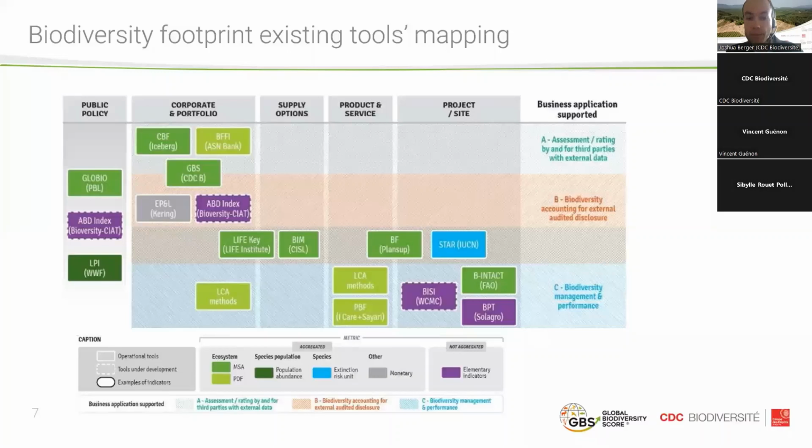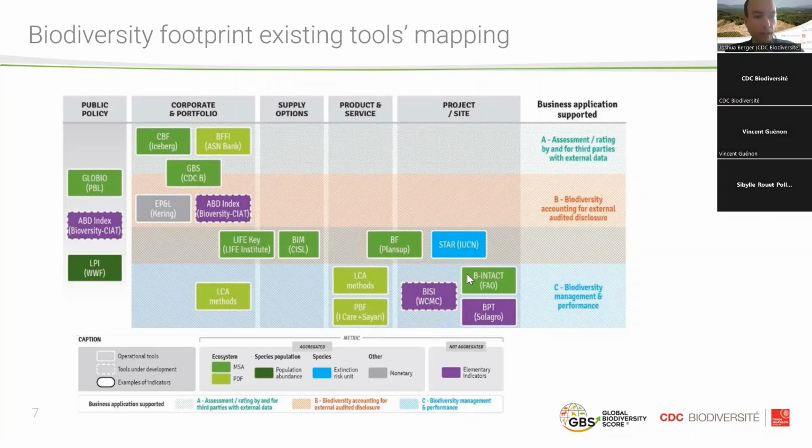So then the MSA, the mean species abundance, I'm going to detail it a bit later, but the interesting thing here on this mapping is that you've got all the tools in dark green which use the MSA metric. And you see that most tools use that, and that it covers all the different business applications and focus areas.